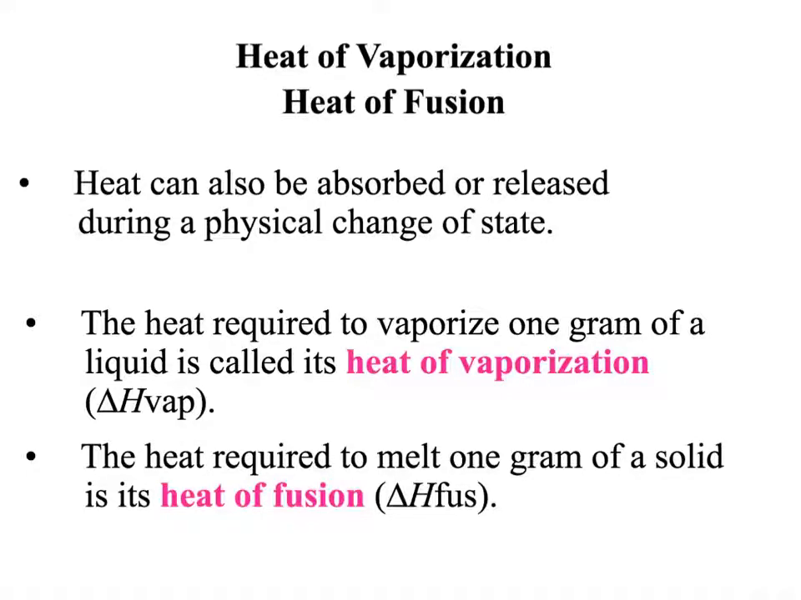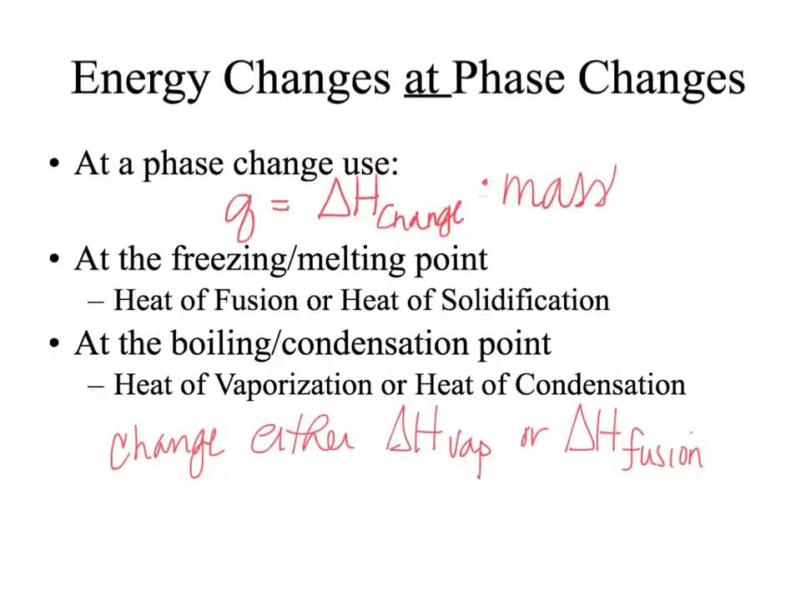If we were at the melting or freezing point, we would be using the heat of fusion. The heat required to melt 1 gram of a solid is called its heat of fusion. I know it seems weird that melting is called heat of fusion, but remember the opposite of melting is freezing, where we would be fusing the particles together to make a solid. So let's see how we use these.